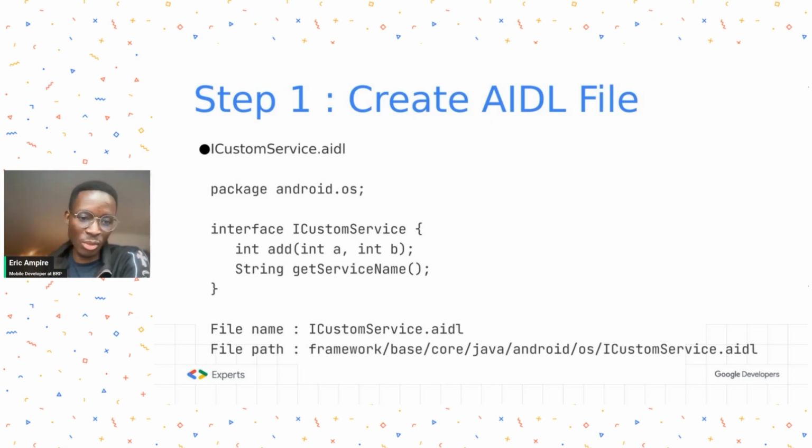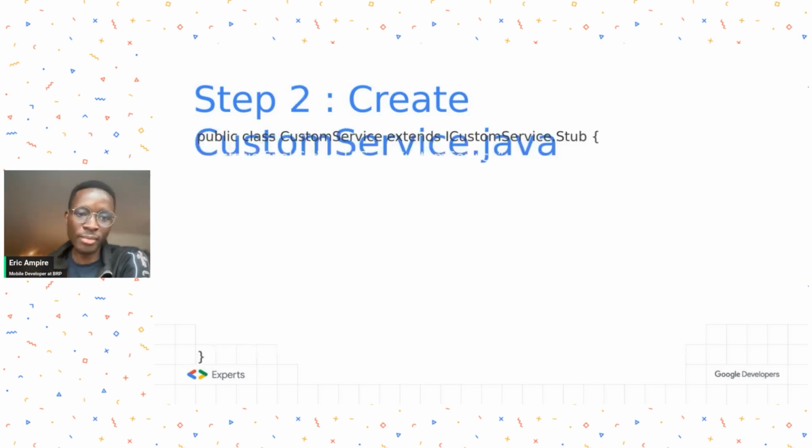In this case, I will create this interface with two methods. The first one will just add A and B, and the second one will just return the name of the service. As you can see, I have created this file with the extension IDL. And like I have said, this file must be located in framework/base/core/java/android. So you just have to make sure that this file is in the right path.